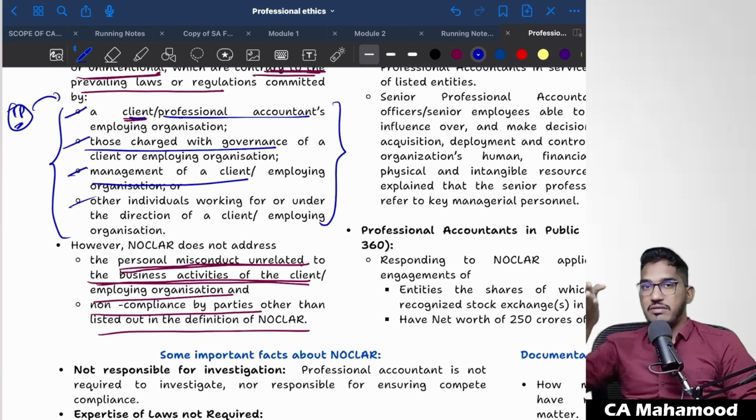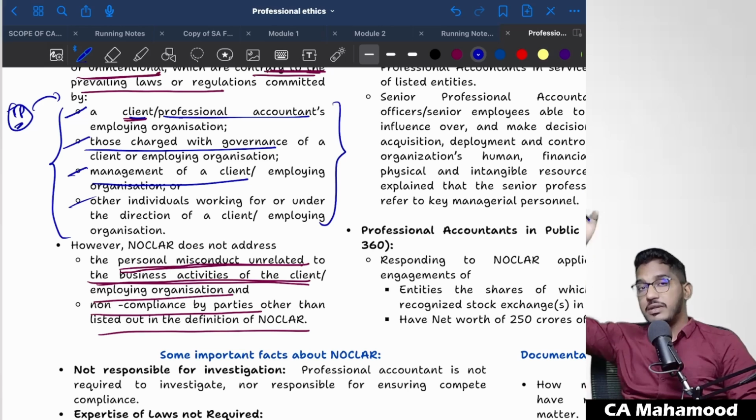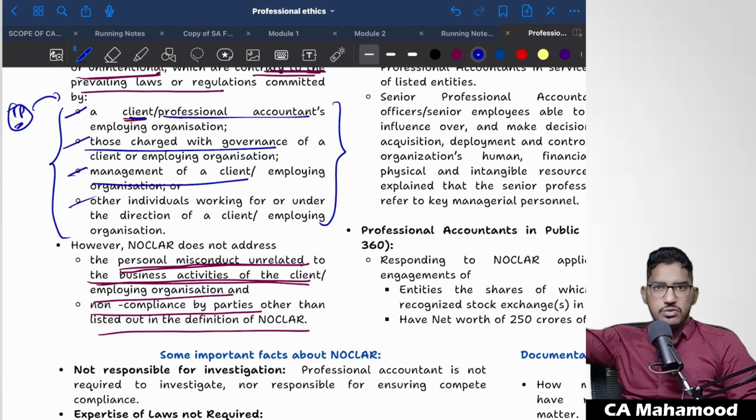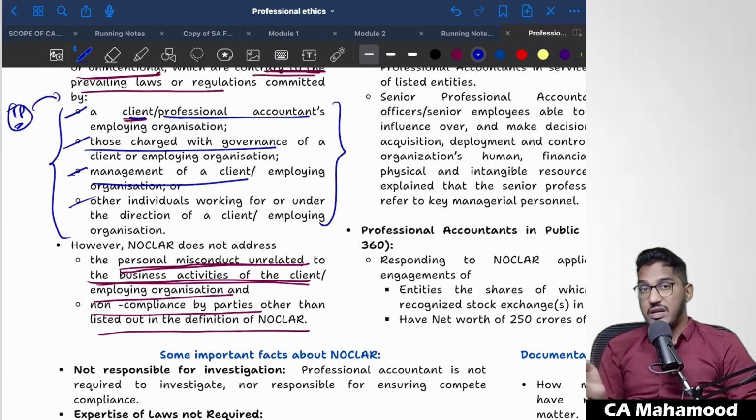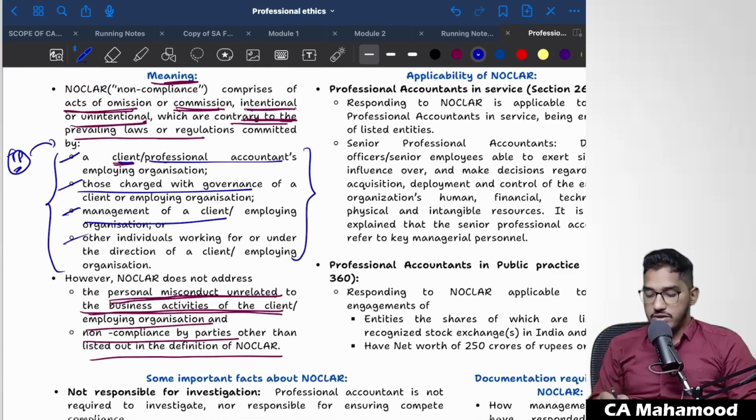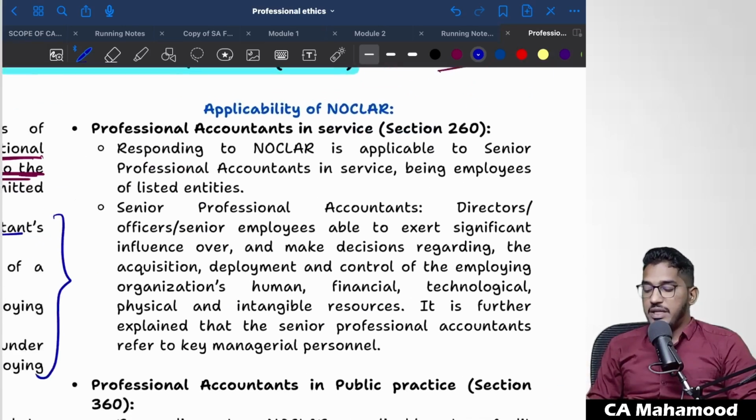For example, your company is having one debtor. That debtor has committed non-compliance. Are you required to report that also? No. You are required to report only those non-compliances which are committed by your client, the management of your client, those charged with governance of your client or employees of your client, not any third party related non-compliances. Clear? So we understood what is the meaning of non-compliance. Then applicability of Noclar.